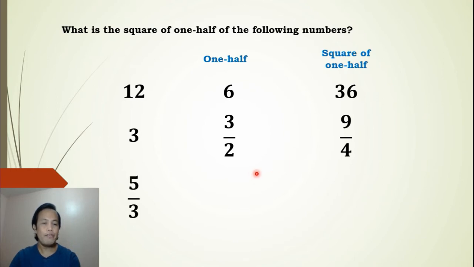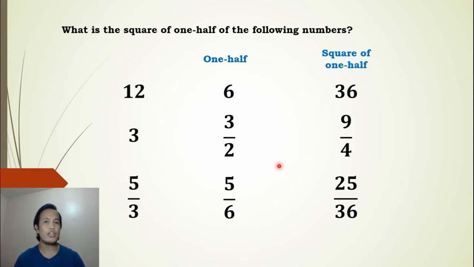Another number. For example, you are given 5 over 3. To get 1/2 of 5 over 3, we multiply this by 1/2, of course. That would give us 5 over 6. Then the square of 5 over 6 is 25 over 36. Now, this concept will be used later in our discussion on solving quadratic equation by using completing the square.